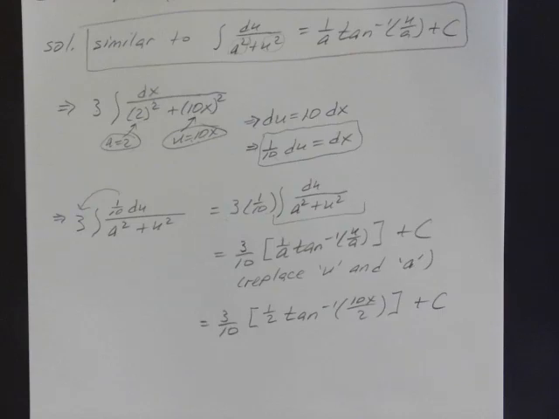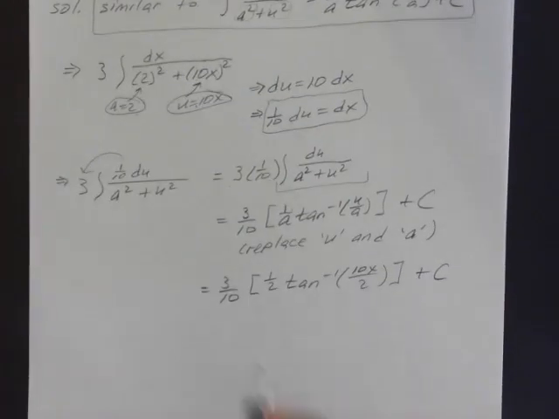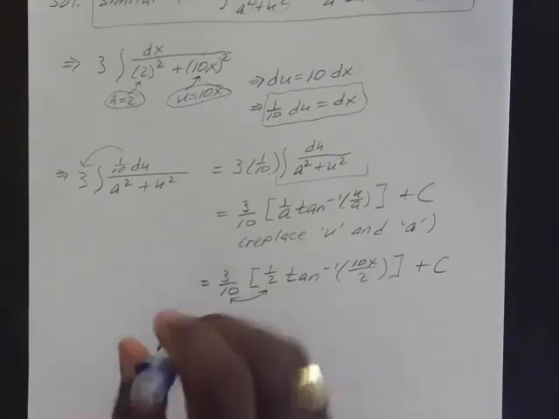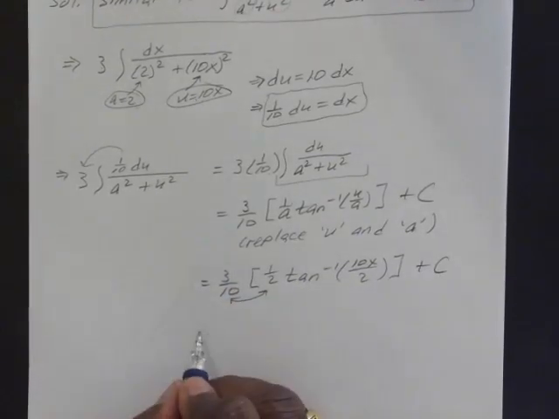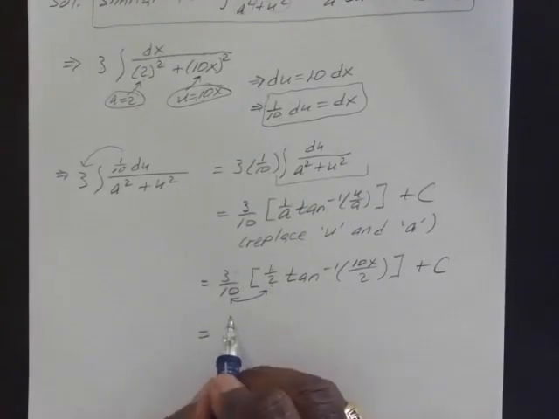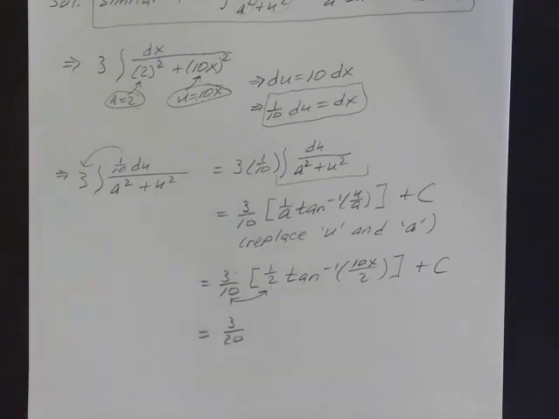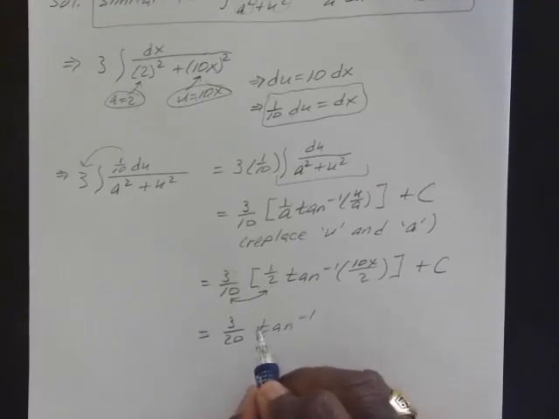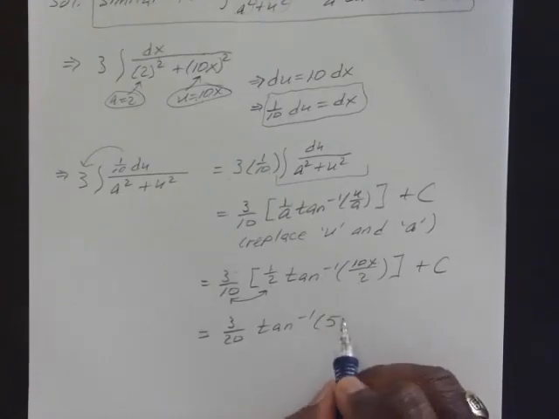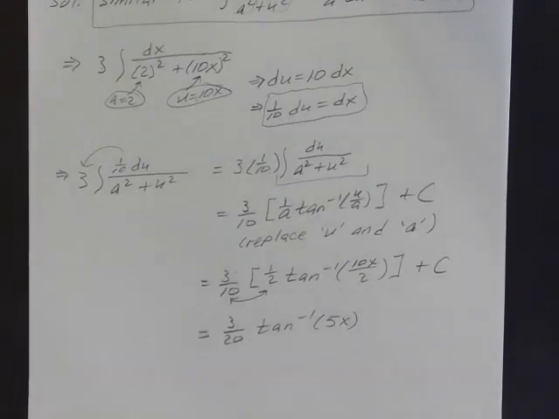From there, we just simplify if it needs to be simplified. So we know here we can go ahead and multiply these two. So 3 over 10 times 1/2 gives us 3 over 20 times tangent inverse. 10x divided by 2, we can just make that 5x plus c.